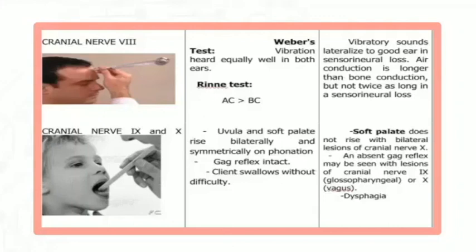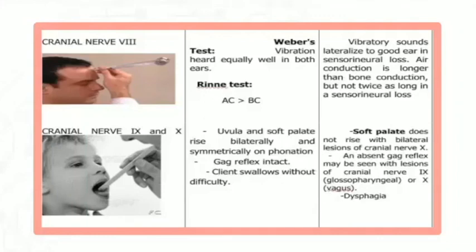In patients with sensorineural hearing loss, air conduction will be greater than the bone conduction but for a shorter duration when compared to a normal subject. A conductive hearing loss will lateralize the sound to the abnormal ear, while a sensorineural hearing loss will lateralize to the normal ear.